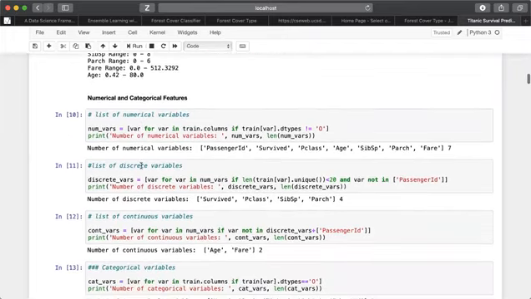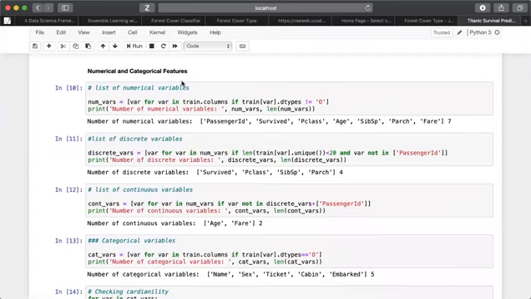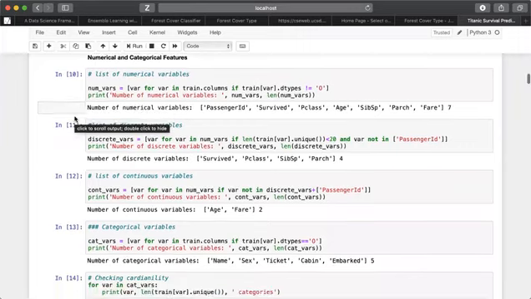Thereafter, I have gone to find the numerical and categorical features using the same code covered by Miteji in the class. So num_vars is equal to var for var in train.columns if the train[var] data type is not object type. So if it is not an object, I found the names and the length. We find PassengerId, Survived, Pclass, Age, SibSp, Parch, and Fare. These are the numerical variables, and there are a total of 7.